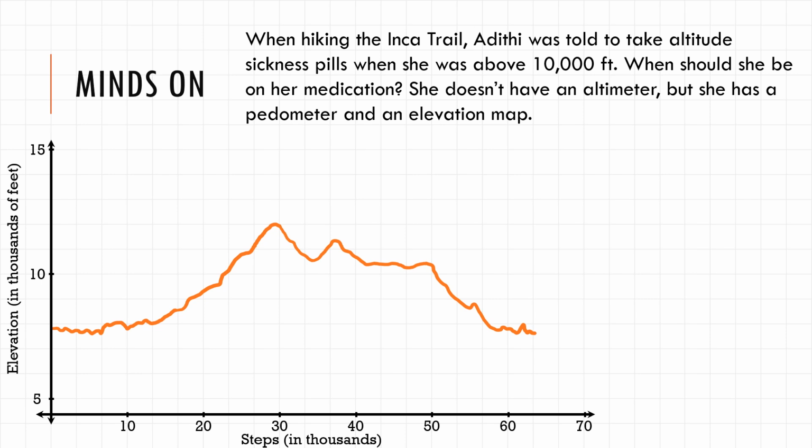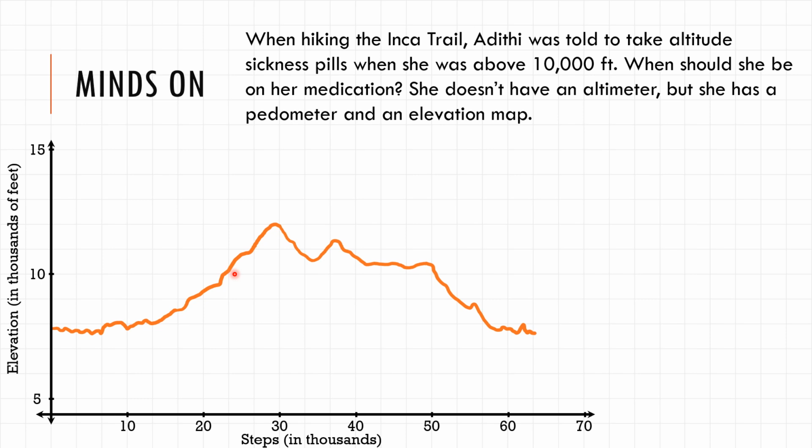To start thinking about this, really we're just going to learn how to interpret graphs here, right? In this situation, when hiking the Inca Trail, Aditi was told to take altitude sickness pills when she was above 10,000 feet. Now, it's very hard to have an altimeter, which is a little device that tells you your altitude. So she really has the question: when should she actually be on her medication? The entire trail is not all the way above 10,000 feet, although we start pretty high at about 8,000. At some point, she will pass 10,000.